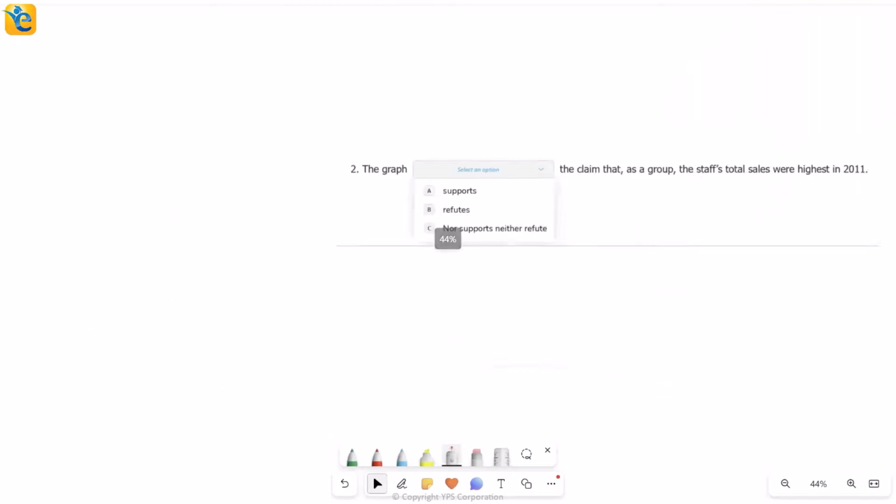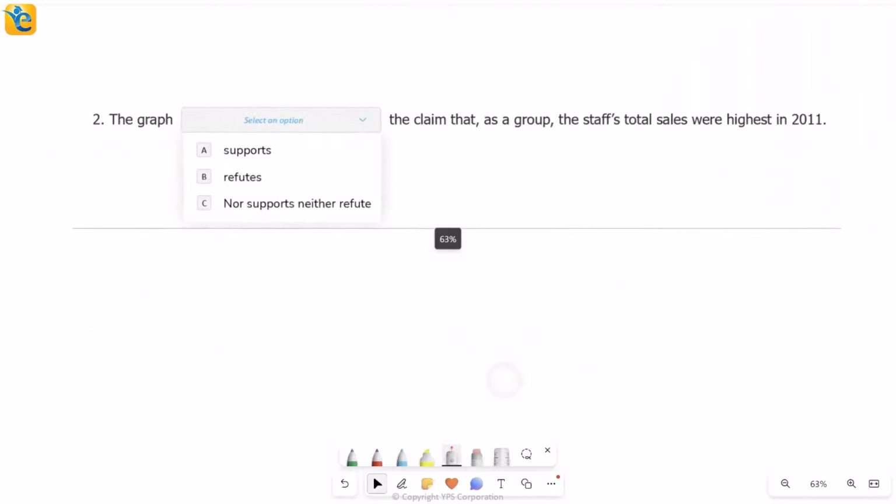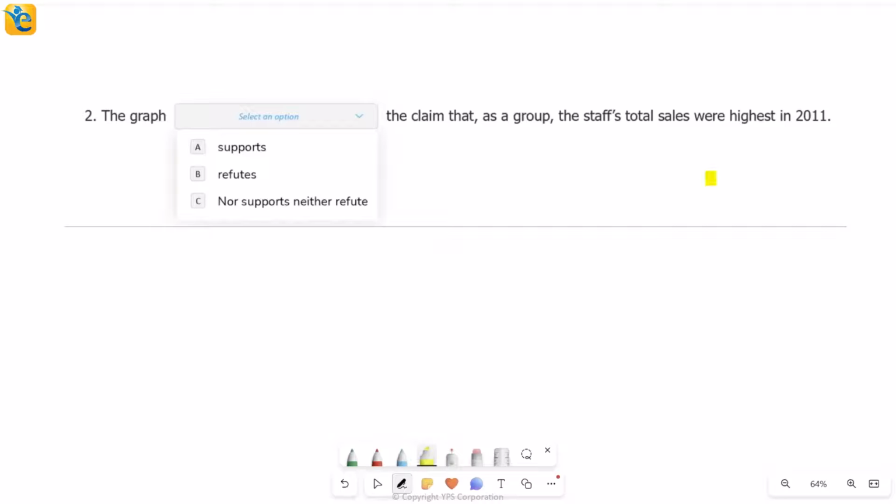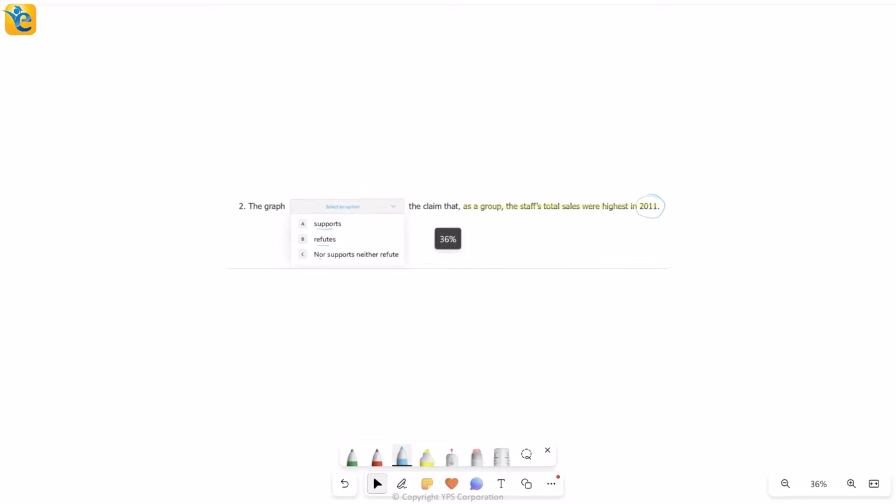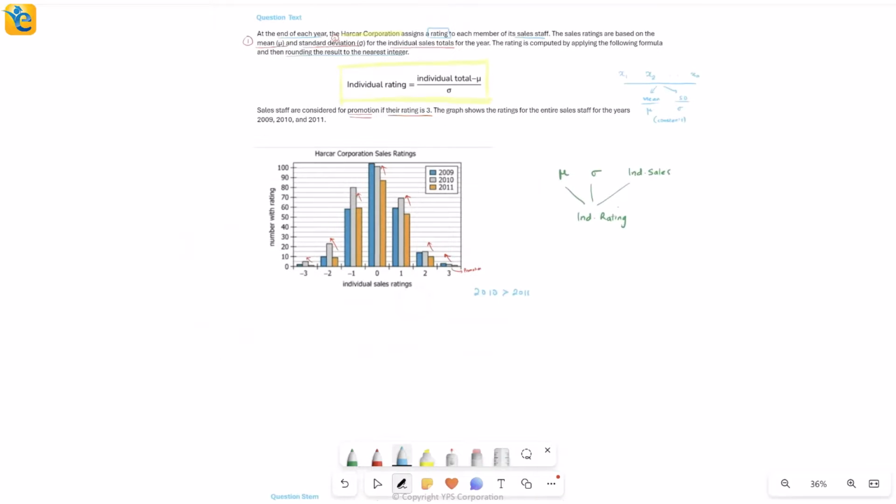Then, let's look at what the second question is asking, and here you go. The same structure: you have a certain claim that as a group, staff's total sales were highest in 2011. You again have to say support, refute, or neither of those. So I have to see if there's a way for me to tell that in 2011, total sales were the highest. So look at your graph here.